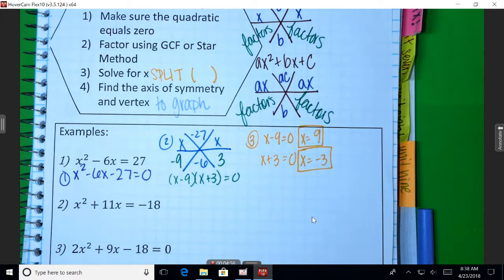But we're going to graph. Why are you making that face like I just murdered your soul? Yes, ma'am.